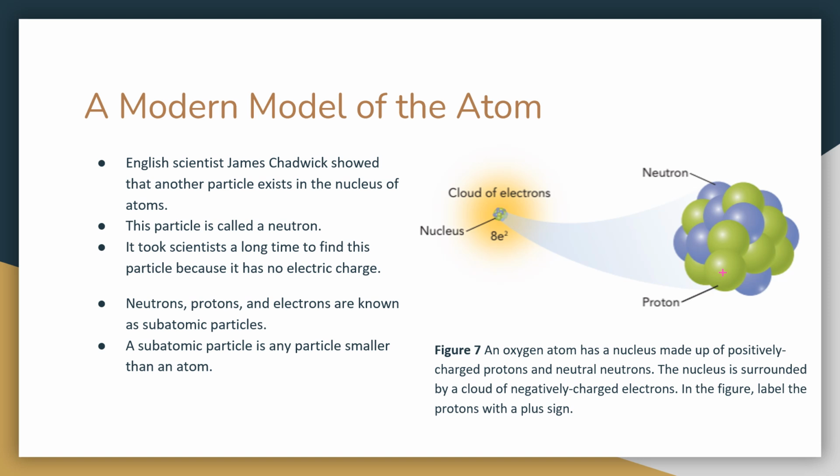Figure 7 here, we have an oxygen atom, has a nucleus made up of positively charged protons and neutral neutrons. The nucleus is surrounded by a cloud of negatively charged electrons. In the figure, label the protons with a plus sign. So here, every green is a proton, and every one should have a plus sign on it.